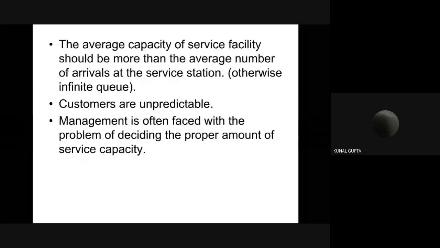we have to set up a new reservation counter, or keep one additional serviceman in the shop.